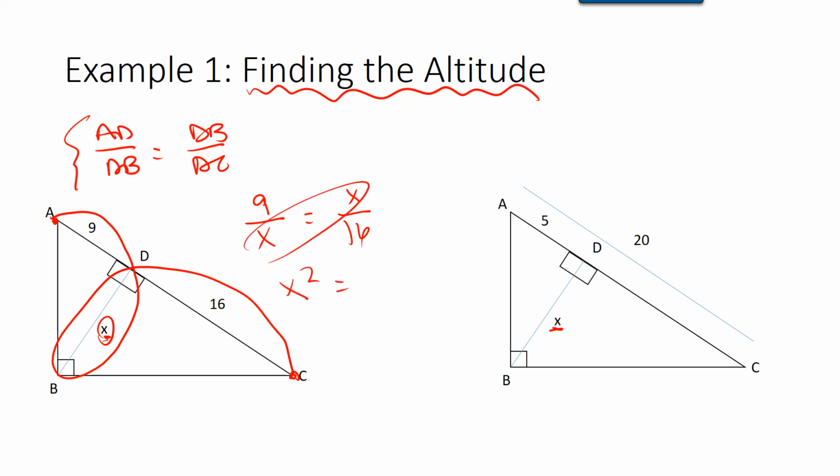X squared equals, now you may need a calculator for this, 9 times 16 is 144. We square root both sides. That's a perfect square, so x is going to be 12. And you're done. You found the value of x. Now that was a nice one. It was a perfect square underneath the radical.